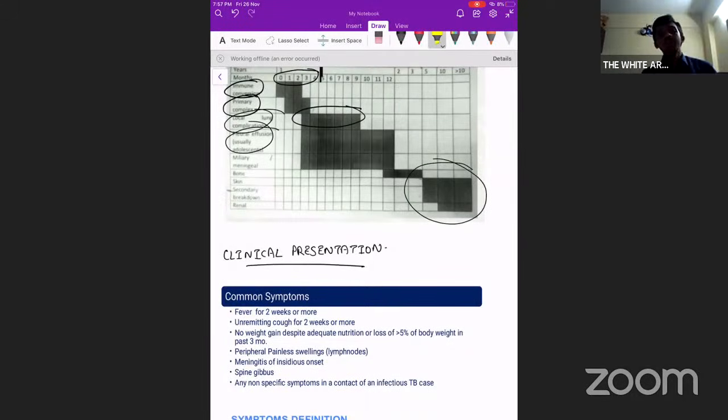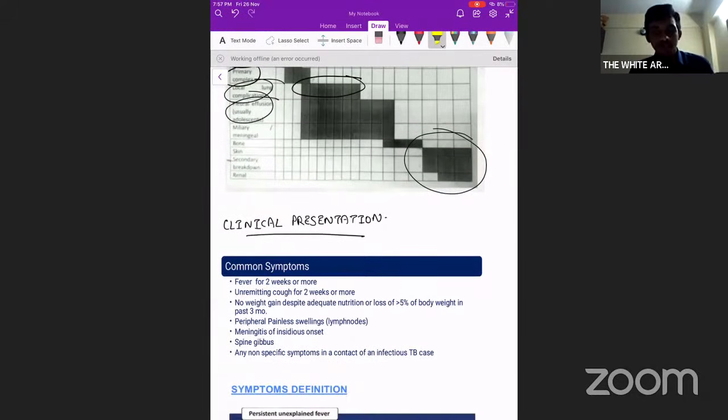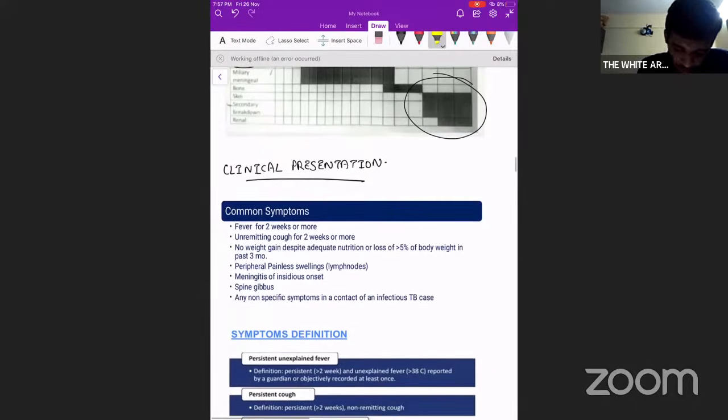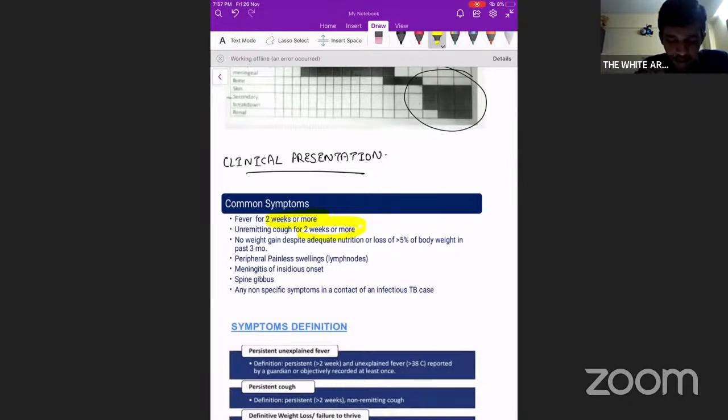How will be the clinical presentation in a child presenting to us with tuberculosis? So what are the common symptoms we can think of? One is fever for 2 weeks or more. Another one is unremitting cough, again for 2 weeks or more. And then there is no weight gain despite adequate nutrition, or there is loss of more than 5% of body weight in the past 3 months.